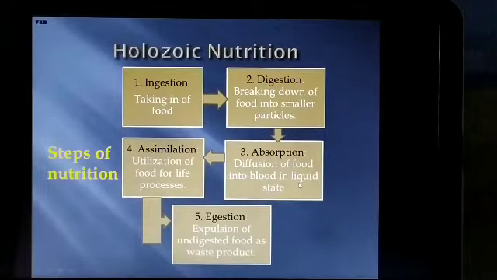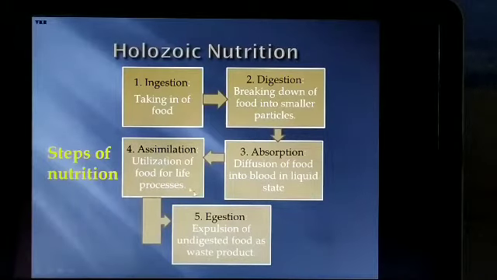Now after digestion, it has to be absorbed, because unless it is absorbed, it cannot be transported to the different parts of the body. Since the digested food is in the liquid state, it has to be diffused into the blood and then transported to the different parts of the body. That process is called absorption. Now this absorbed food will go to the cell. There will be metabolism, and metabolism will lead to the formation of energy. That energy will be utilized for the running of life processes. That process is called assimilation. What is it called? Assimilation.